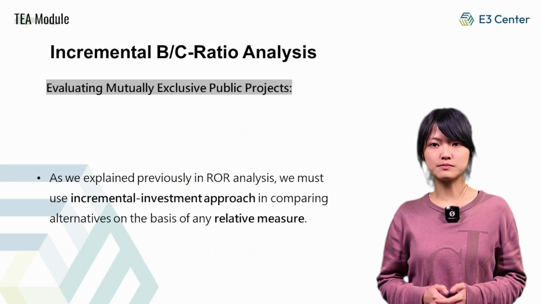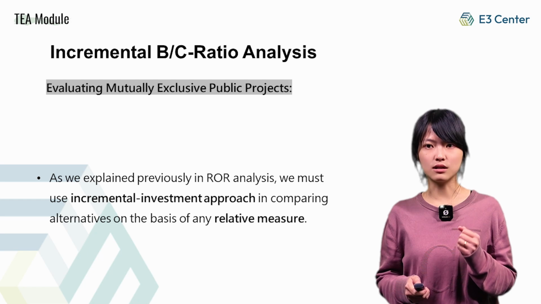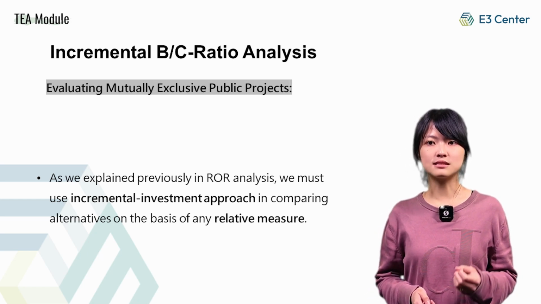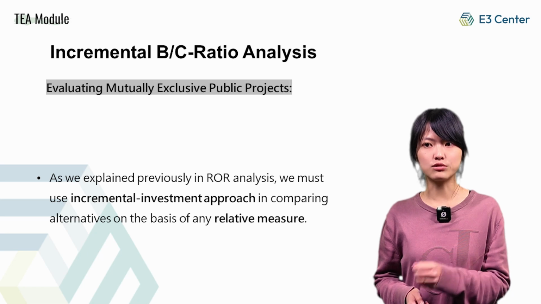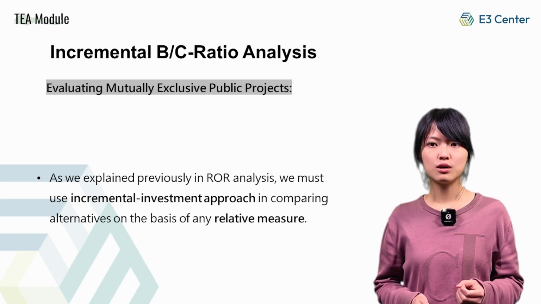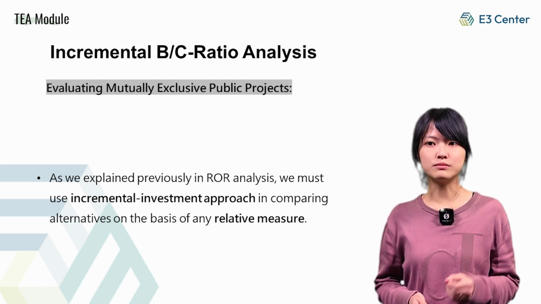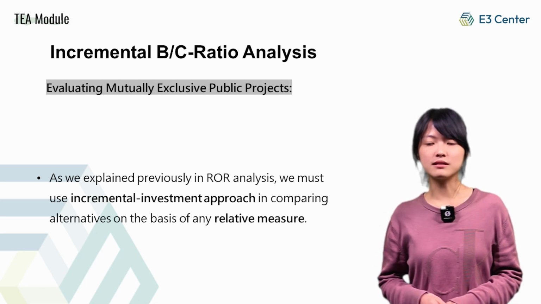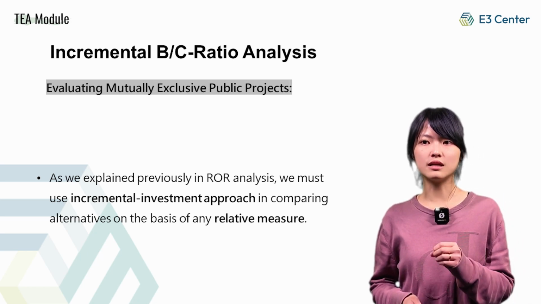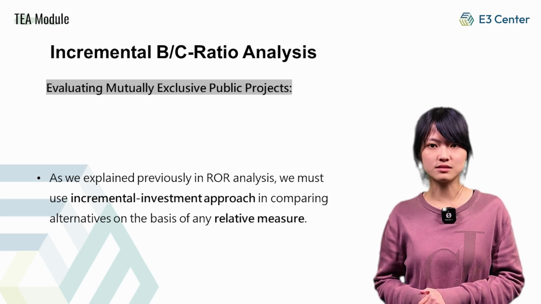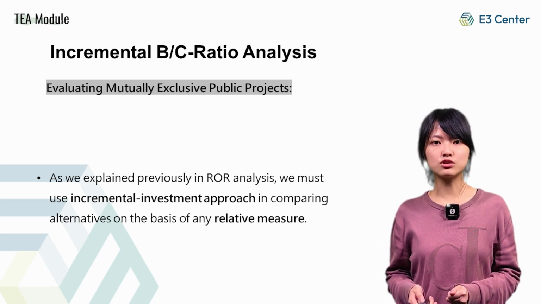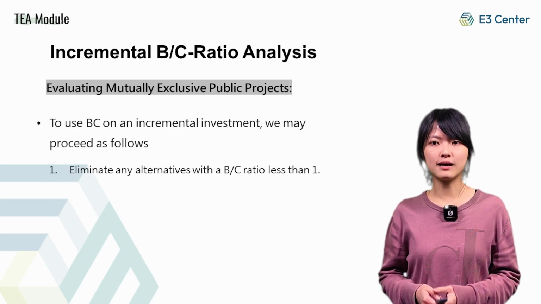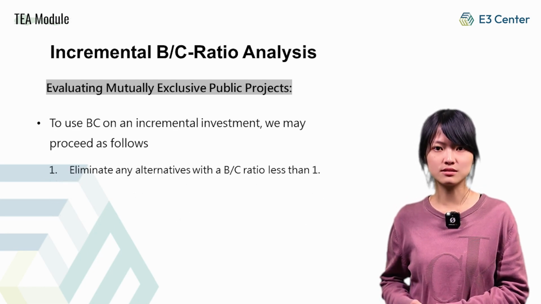In our previous part, when we discussed rate of return (ROR) analysis, we emphasized the importance of using an incremental investment approach when comparing the different mutually exclusive project alternatives. This method is equally crucial in benefit cost analysis, since the BC ratio is also a relative measure. Here's how we apply the incremental BC ratio analysis.